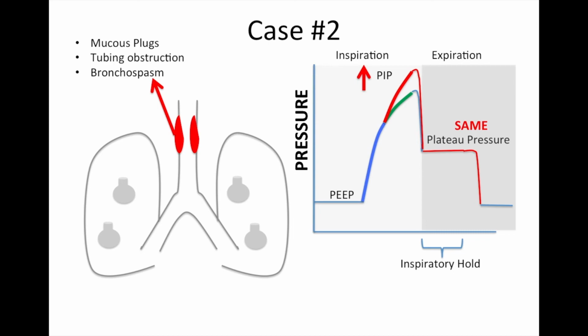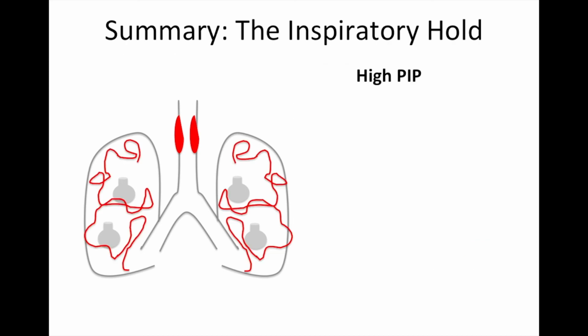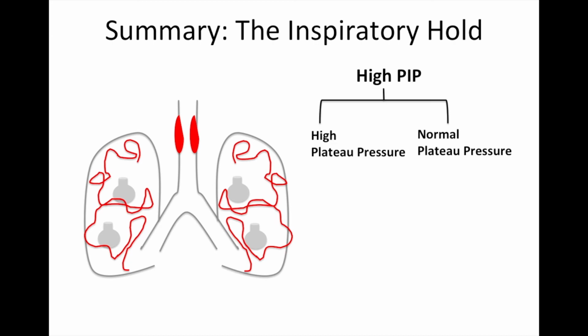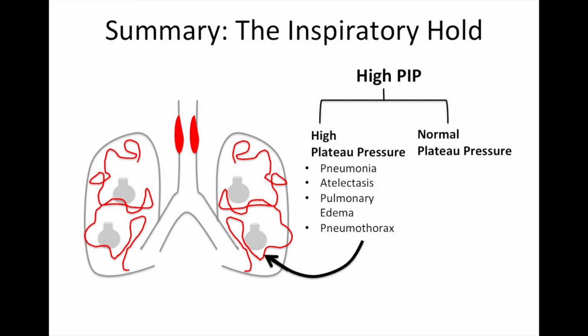So to sum up, when we see increased PIPs, do an inspiratory hold maneuver, and we either get plateau pressures that are increased and reflect low lung or chest wall compliance, or normal plateau pressure, which indicates increased airway resistance.